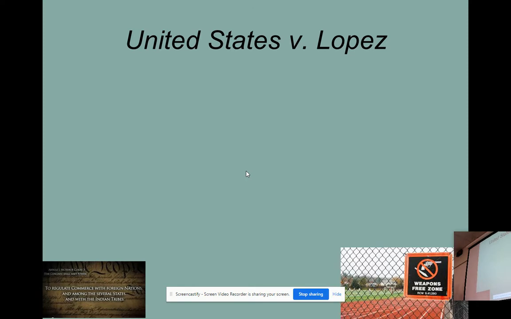Article 1, Section 8 of the Constitution lists many of Congress's powers. Article 1 establishes the legislative branch. Section 8 sets out all of the enumerated powers given to Congress. Among them are the power to create post offices, raise an army, coin money, declare war, and so on and so forth.